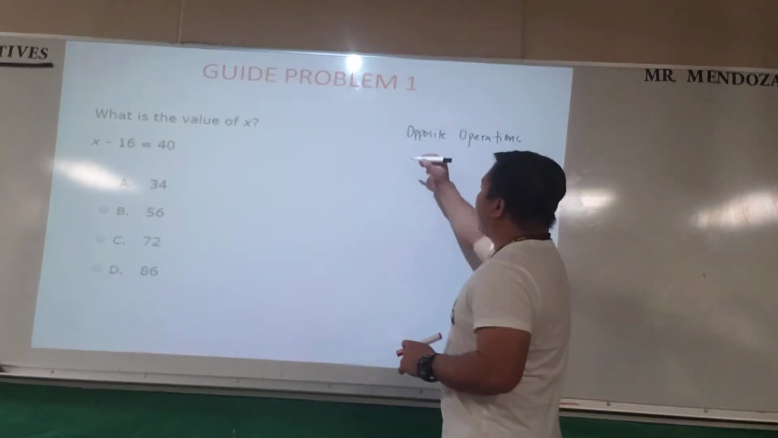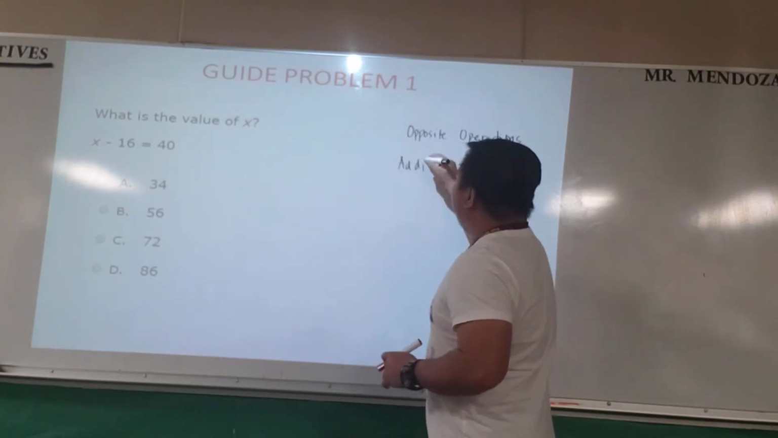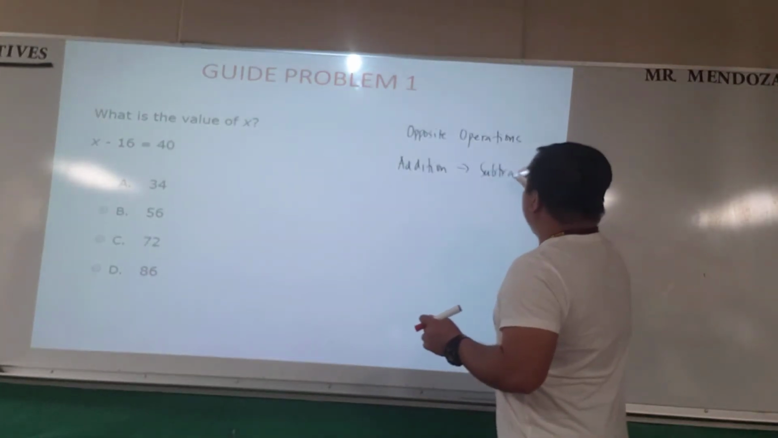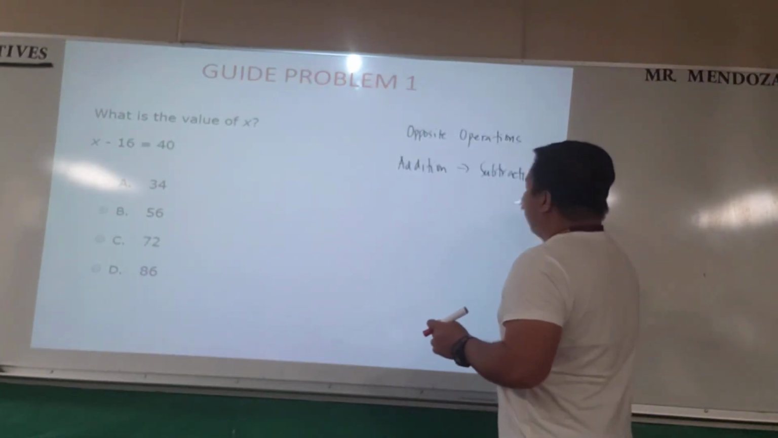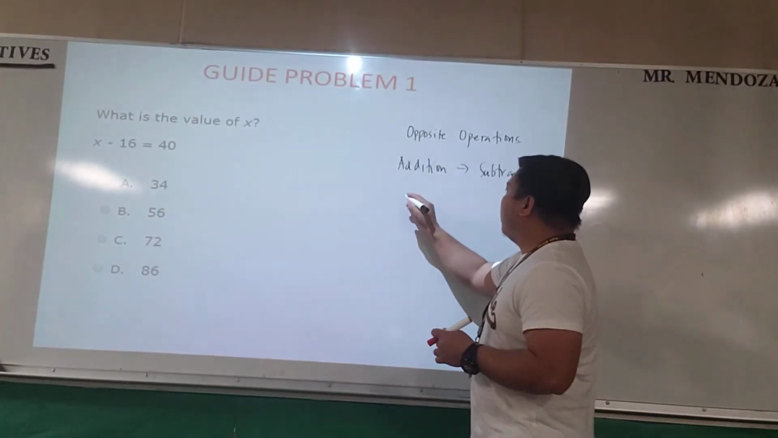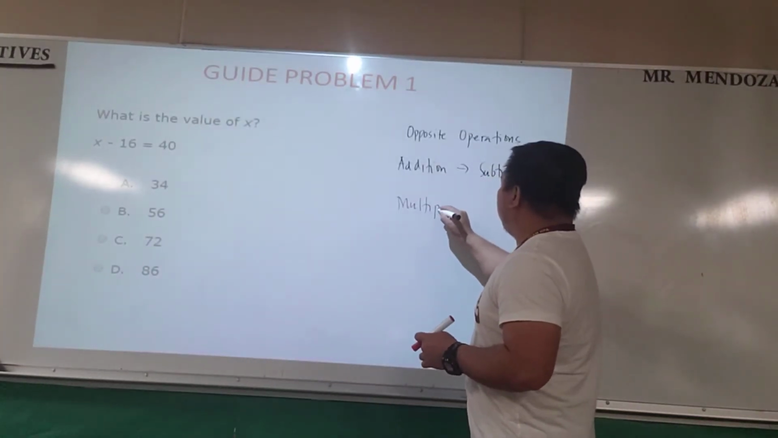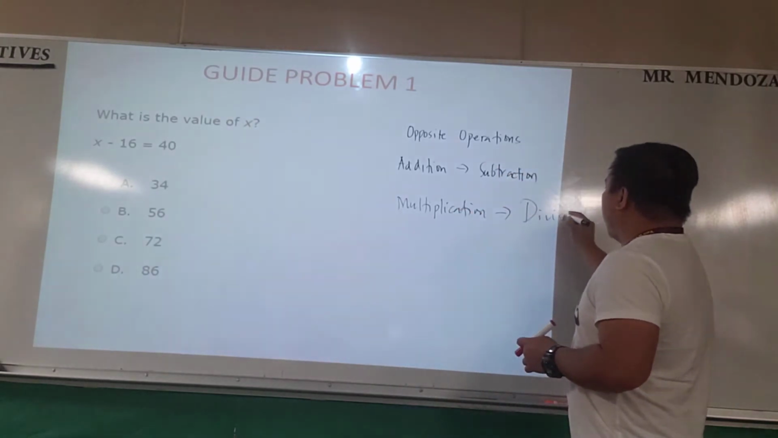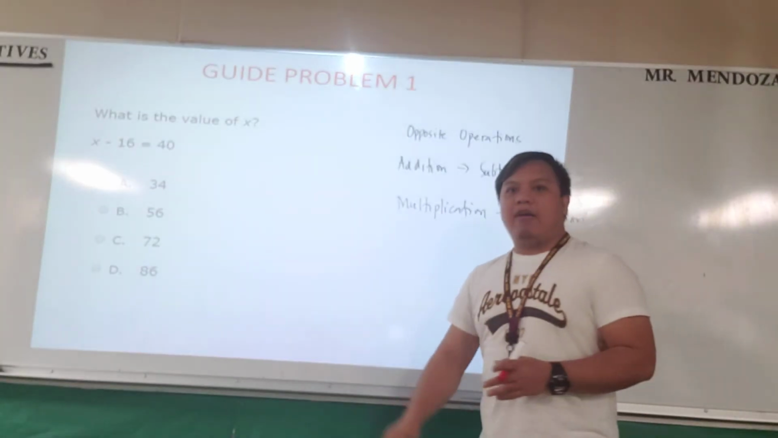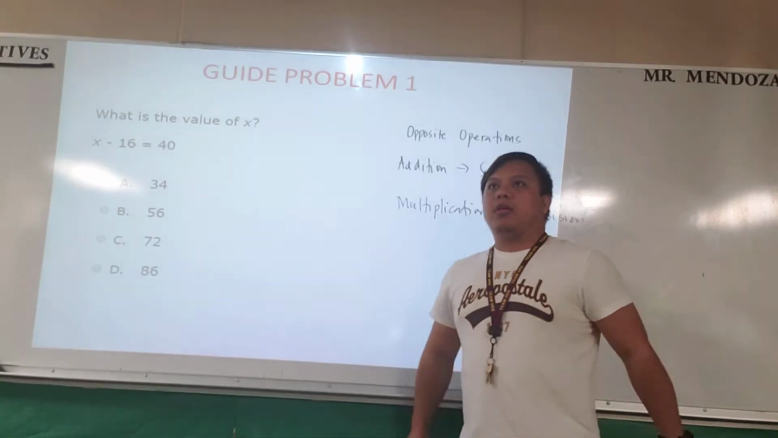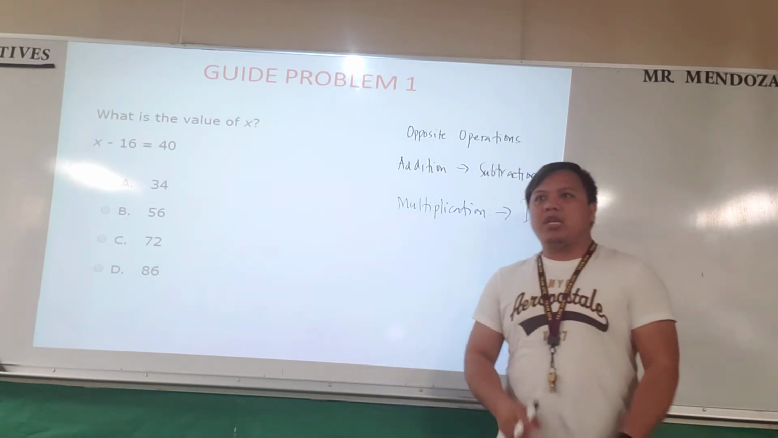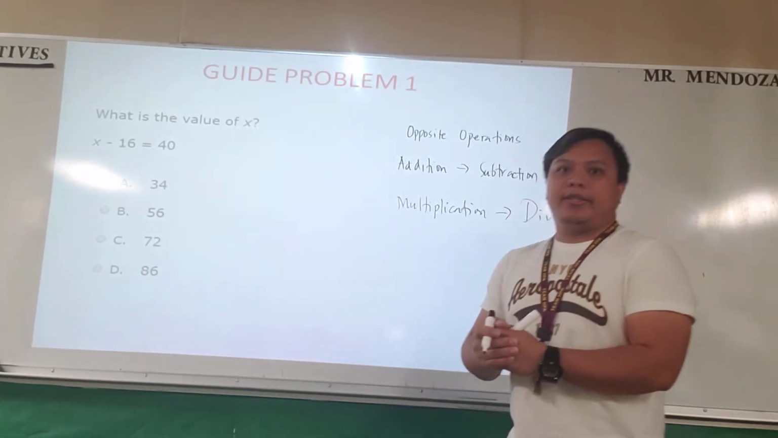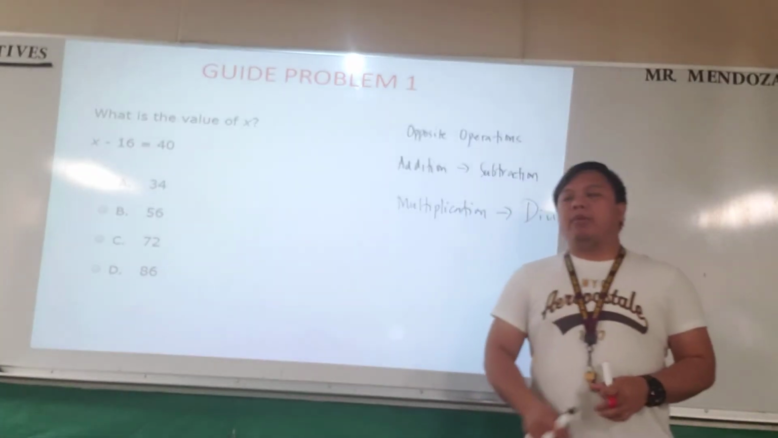So what's going to be the opposite of addition? Subtraction. Addition and subtraction are opposite to each other, while multiplication, its opposite is going to be division. Just have this idea, and it will give you an easier way of solving equations and inequalities. Let's begin with guide problem number 1.